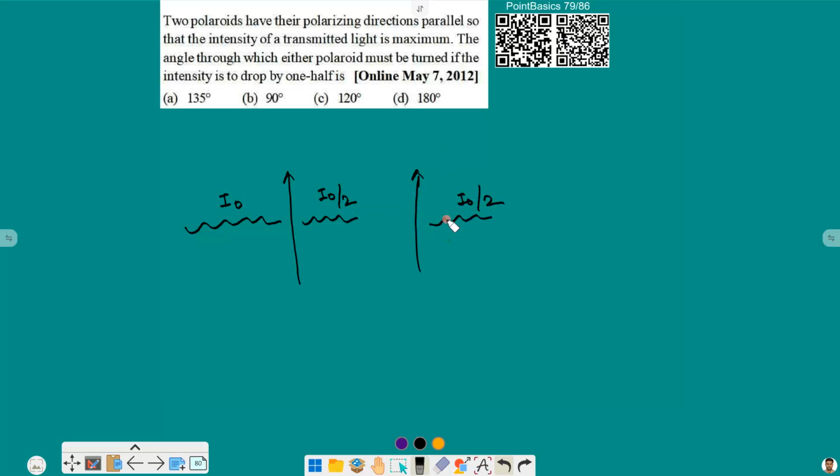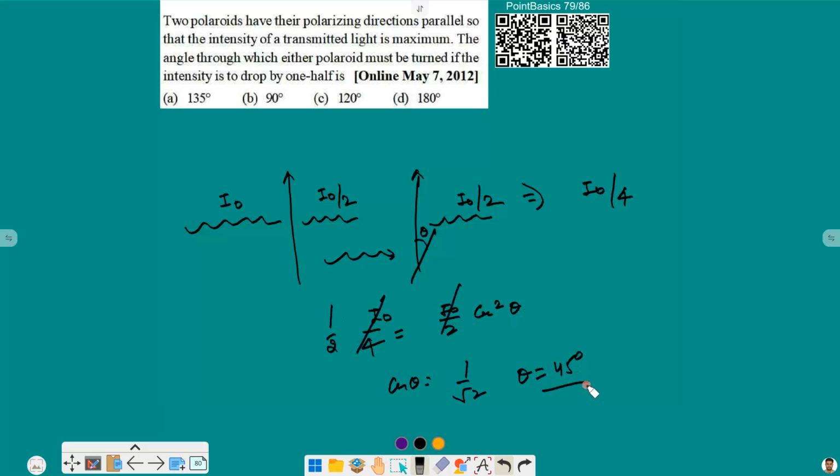Now we have to rotate them in such a way that this intensity changes to half, or we can say it becomes I naught by 4. So we can write I naught by 4 equals I naught by 2, that is the incident intensity, and suppose we give a rotation of angle theta, so I naught by 2 into cos square theta. So this will be half, and cos theta will be 1 by root 2. So theta will be either 45 or 90 plus 45, that is 135. That is option A. So option A will be the right answer here.